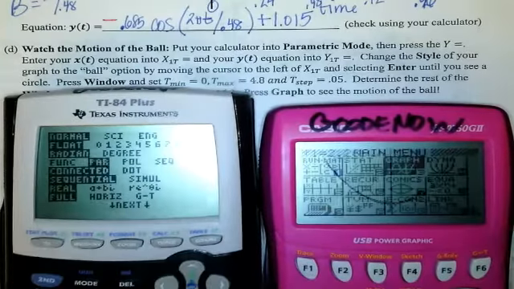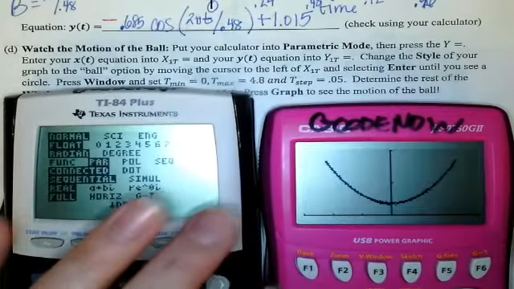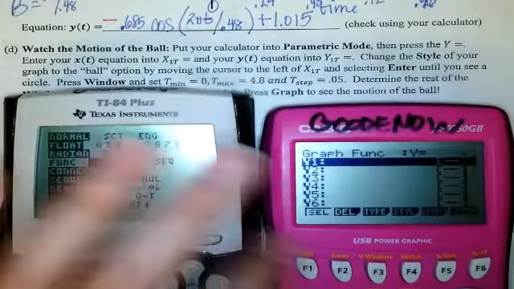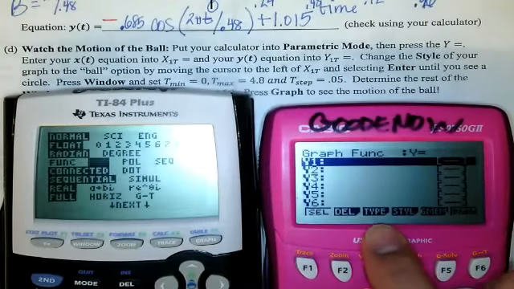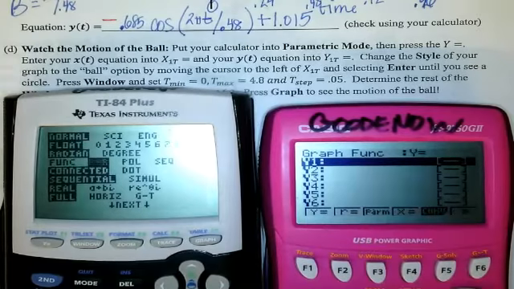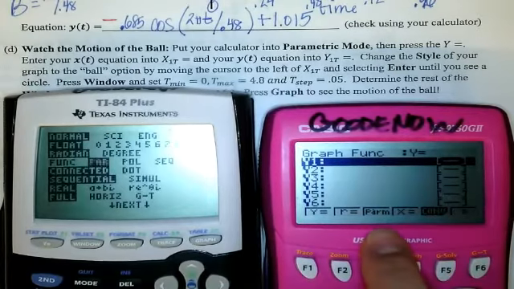Sorry, I got to delete these. Okay, you're in your regular y equals. You can go to type and parametric. It's not Parmesan cheese, it's parametric.